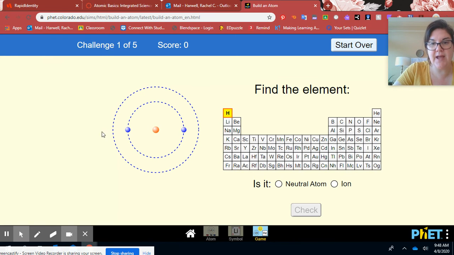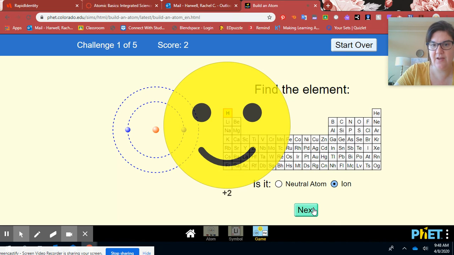Anyways, now it's going to ask you, is it neutral or is it an ion? I can see that it has 2 electrons and 1 positive proton. So no, it is not neutral. It's going to be known as an ion. I'm going to check it. That would have been embarrassing if I would have got that wrong. Okay. So play around with the games, have some fun with it.